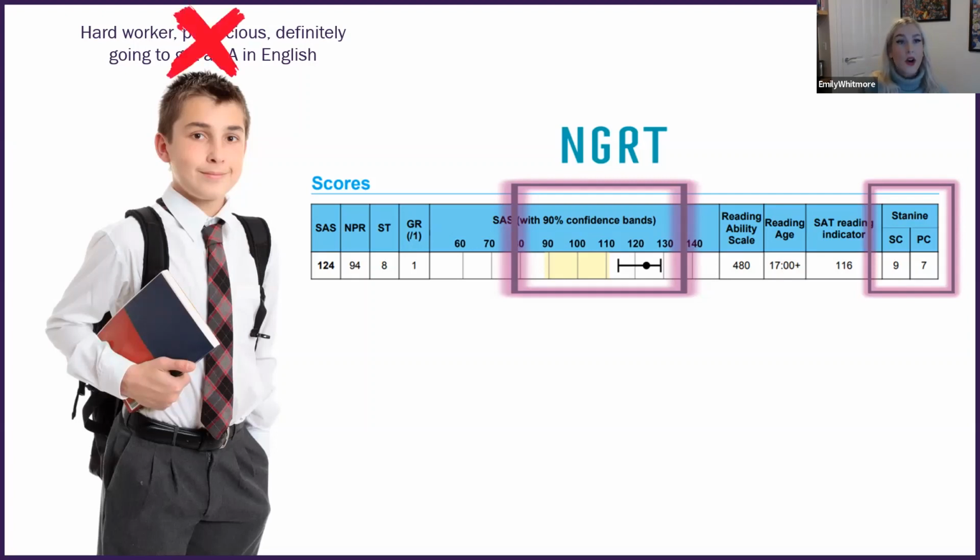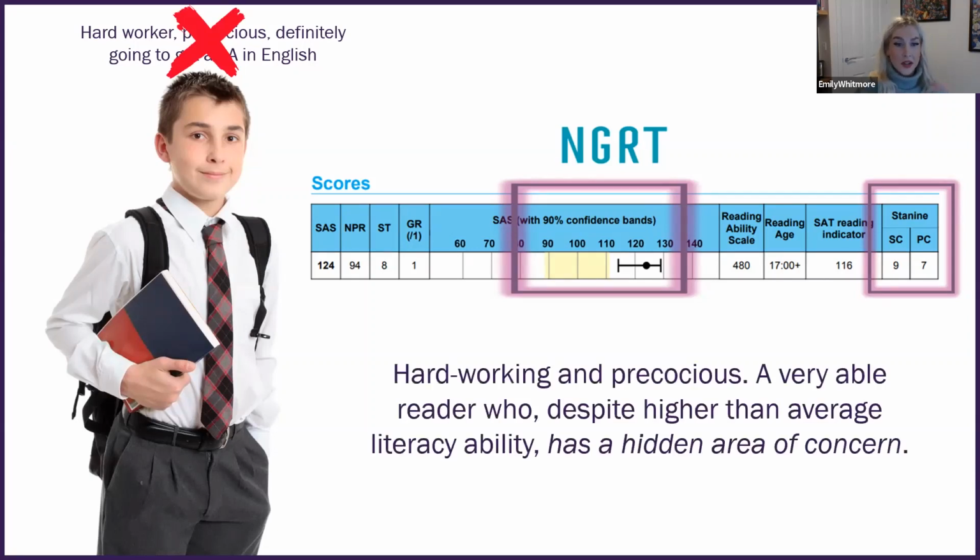In fact, it's going to call into question that definitely getting an A, because we all know this student. We've encountered these students before, where they typically get an A or do really well, until suddenly, and sometimes inexplicably, they don't. And for this student, it could be because, despite being precocious, a very able reader, and having higher than average literacy ability, he does have a hidden area of concern. His comprehension is not quite as strong as his decoding. And if it hasn't affected him yet, it might eventually, and it might be this year.